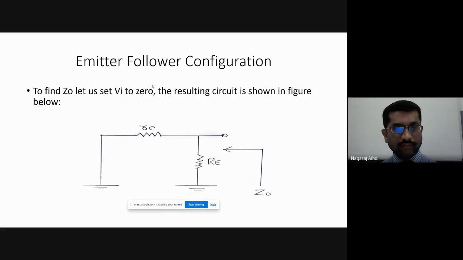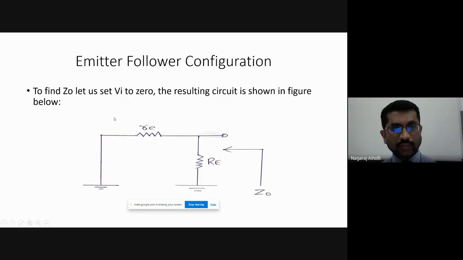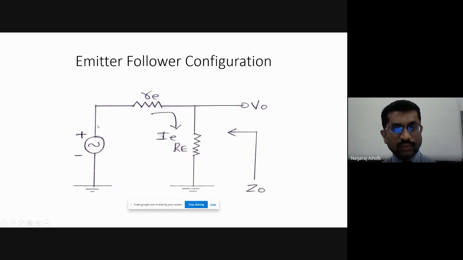Now we have to find Z naught. If we want to find Z naught, we have to make the active elements 0. Which are the active elements here? An active element is one which is generating the energy, that is the input voltage here. It is an active source because it is supplying the voltage. We have to make this supply voltage 0 if we want to find the output impedance.